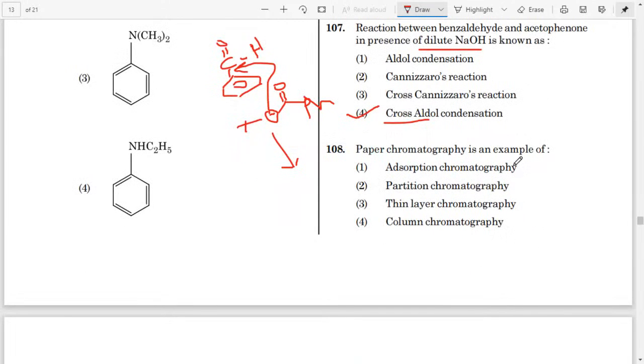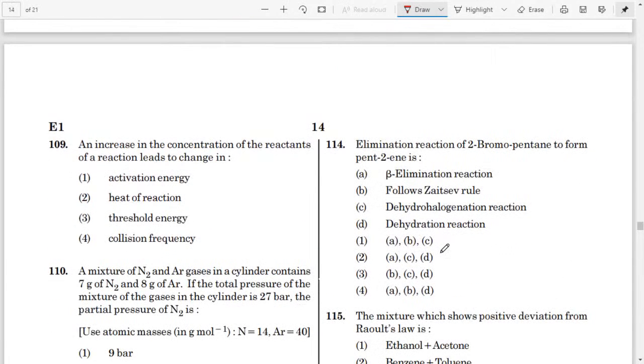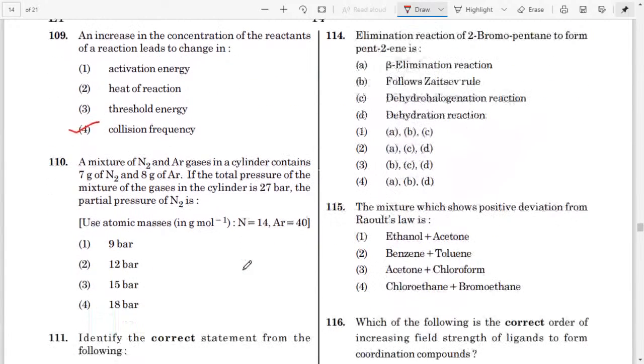Paper chromatography is an example of partition chromatography. Option number 2 is correct option. An increase in the concentration of the reactants of a reaction leads to change in collision frequency. That is option number 4 is correct option, students. The more concentrated the solution, the collisions will be more, so the reaction is going to be very fast.